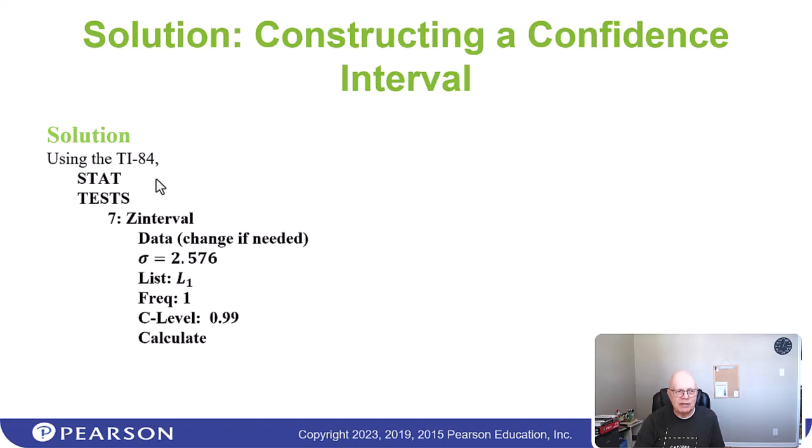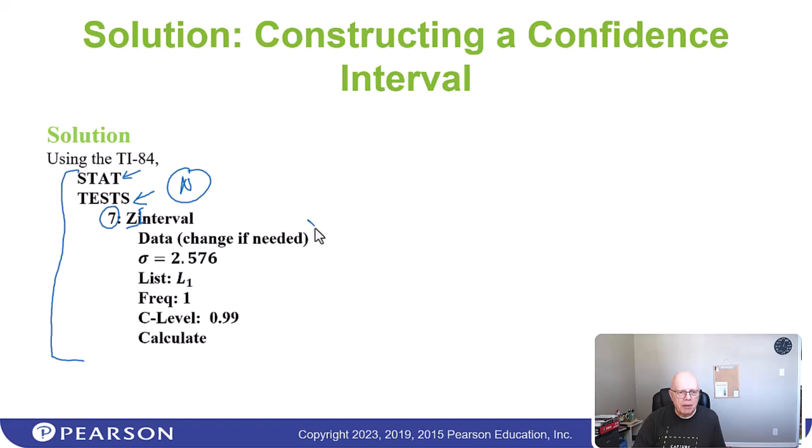Here's how you do it. Now you'll want to make a note of this too. To make this much shorter, go to Stat, over to Tests on the far side, pick up number 7, which is Z interval, and we can use the Z because we know that what we've got is normally distributed.